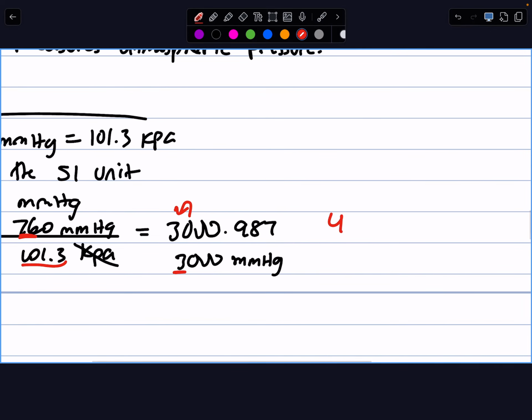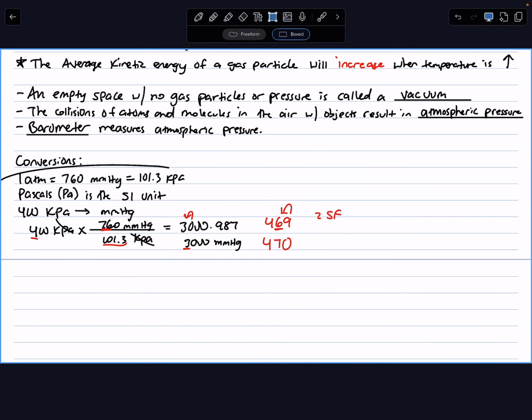What if I had 469 and I wanted 2 sig figs? The 6 would round to 47? I want 2 sig figs. Can my neighbor 9 round the 6? To what? 470. So many of you made that mistake on the mole conversion quiz. So you keep the zero there: 469 becomes 470. Yes. Kilopascals. Okay, next.